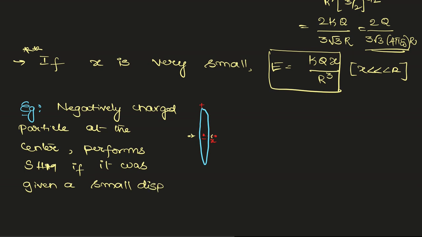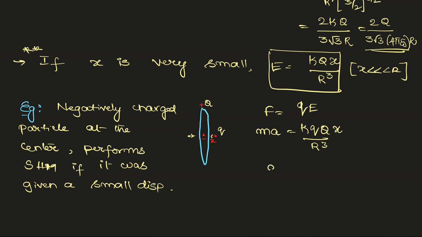So now our idea is to find the time period of that oscillation. For that, what is the force acting on that negatively charged particle? If its charge is q and this ring charge is Q, we'll have qE, that will be equal to kQqx by r cube. We can write it as mass into acceleration. So acceleration will be equal to kQq by m r cube into x, or I can write in terms of epsilon naught also, Qq by 4 pi epsilon naught m r cube into x.